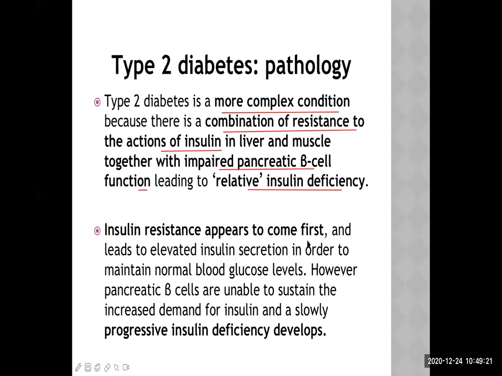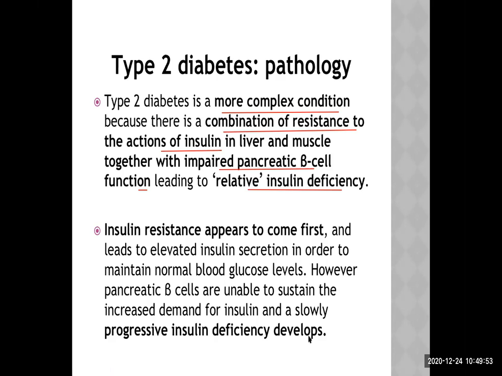Insulin resistance appears to come first and leads to elevated insulin secretion in order to maintain the normal blood glucose level. Just like a compensatory mechanism, isn't it? If insulin cannot act, then the beta cells think, yes, I need to release more insulin. So that happens in the beginning. However, the pancreatic beta cells are unable to sustain the increased demand for insulin, and slowly they develop a progressive insulin deficiency. It's a bit like heart failure.